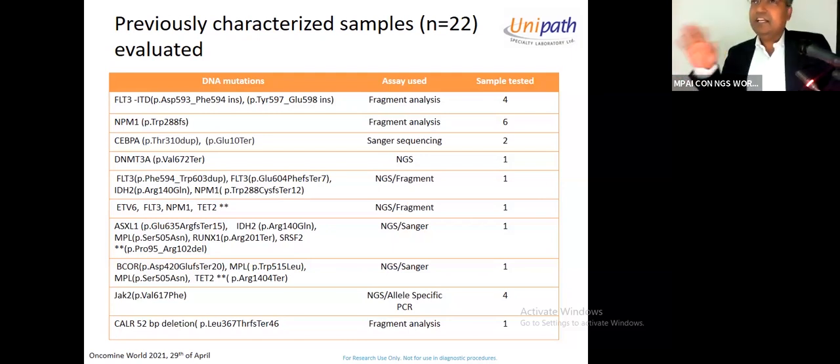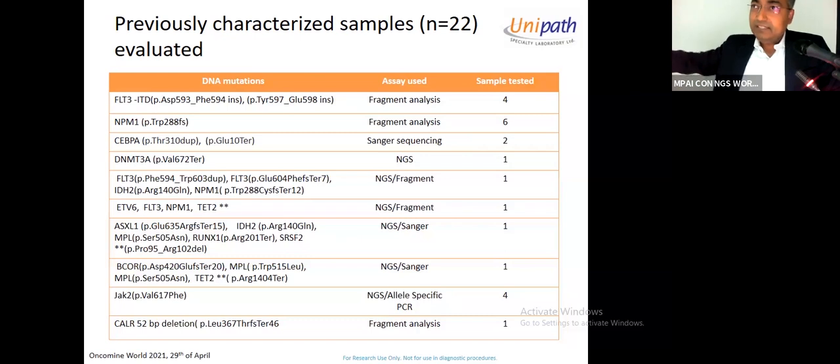Regarding FLT3 ITD, in all the published literature, I think you would say FLT3 is working very nicely. They would cover 100% on all the assays that they would mention, and you would note that the FLT3 ITD traditionally is less than 100 base pairs. So you will select samples where the FLT3 ITD is less than 100 base pairs and run it on the sequencers, which tends to work very well.